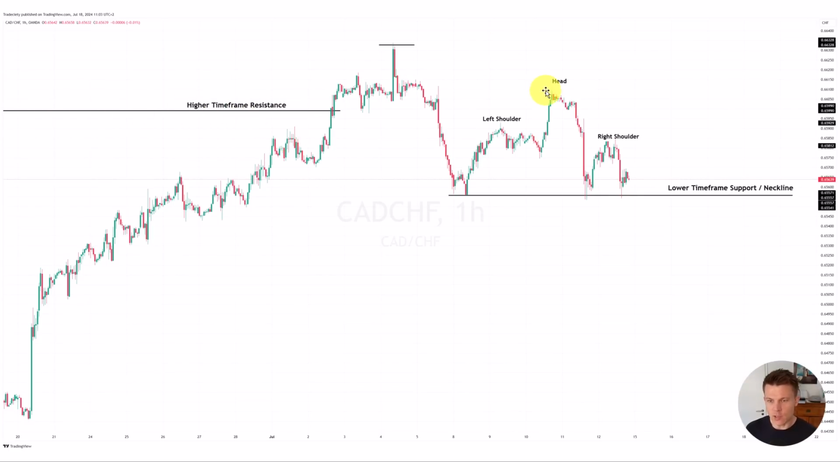Here's where we see the lower highs. And this right high here is a head and shoulders pattern. So we are now on the 1 hour chart. And here we can see the head and shoulder pattern below the recent high here. We also have here the lower time frame support or neckline. And we could use this neckline for our trading plan.